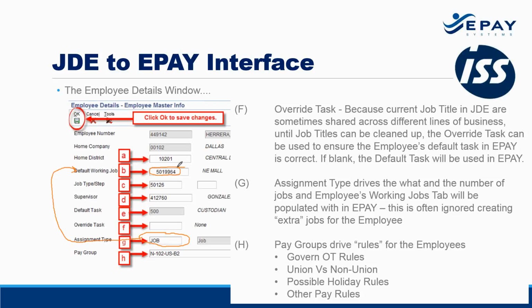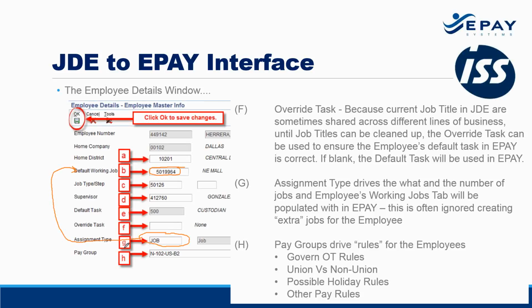Now, over in Blueforce, which I'll explain a little later, you can always add and take away jobs to an employee's working jobs. And once again, the working jobs are just the jobs that the employee can punch in and out of. But JDE is trying to assist us here because it's saying we only need one job assigned to them by putting them as a job assignment type.